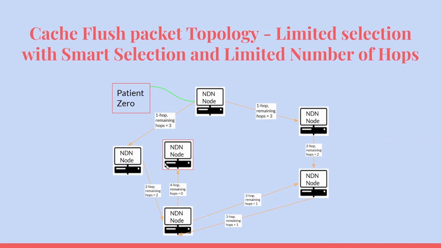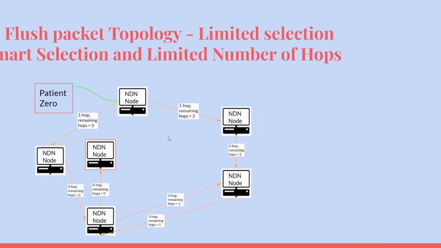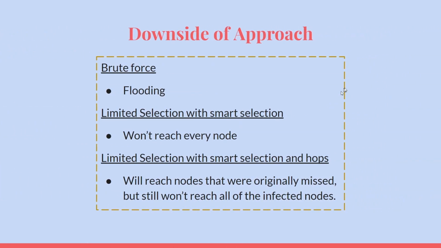Finally, in addition to the previous example, now we add a limited number of hops. The limited number of hops has the benefit of reaching nodes that it would have previously missed, since each node only contacts other nodes once. But in the limited number of hops case, it will keep contacting until there is no hop left. And as we can see in the middle, we finally reach the node that needs to get rid of the data packet.